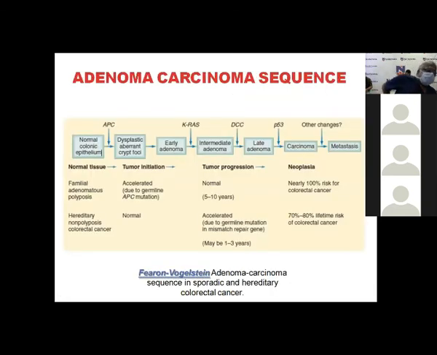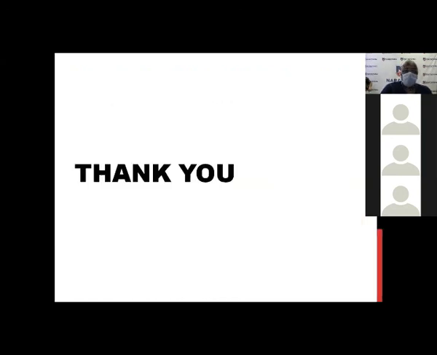Adenoma carcinoma sequence, this has been going on over years together. Normal tissue, APC gene, dysplastic aberrant crypt foci, early adenoma, KRAS, intermediate adenoma, DCC, late adenoma, P53 suppression, carcinoma, other changes, metastasis. You must know this sequence. This is called the Fearon-Vogelstein adenoma carcinoma sequence in sporadic and hereditary colorectal cancer. Please note this down, we will send you the PPT.